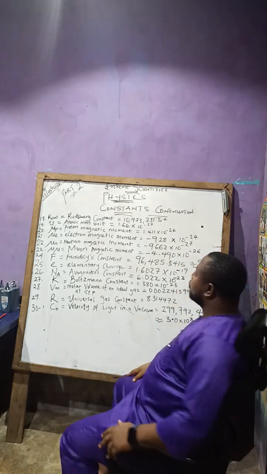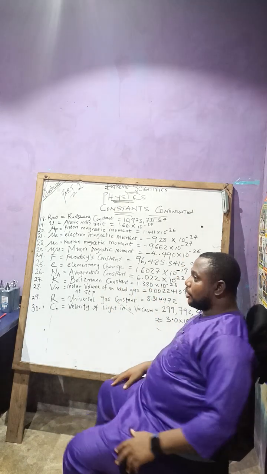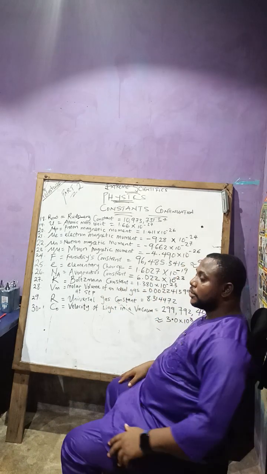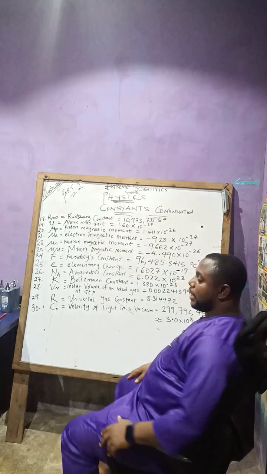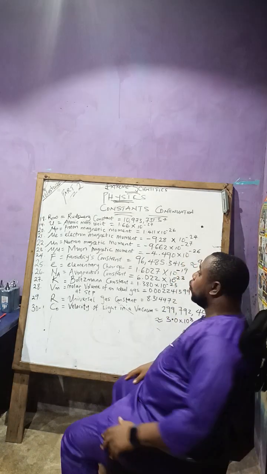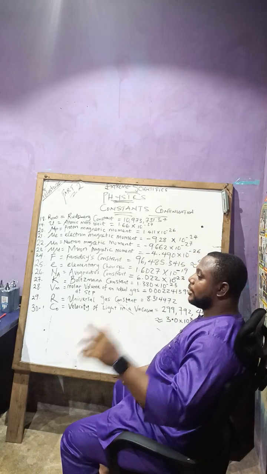Hold your book where you wrote it and focus on this. The first constants I gave you from 1 to 17. You are going to say 1 to 8, and this one is going to say 9 to 17.